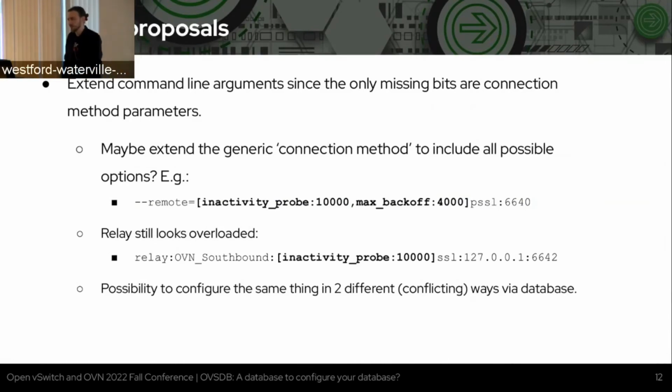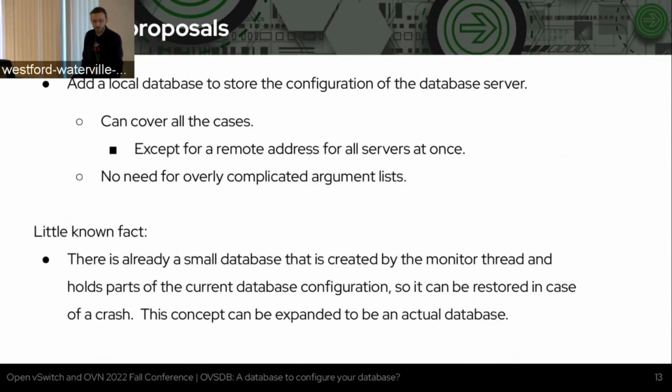And there will be a possibility to configure the same thing from different places. For example, in the database, we have dedicated fields for inactivity probes and other stuff. And if we include that into the remote, that may cause a lot of confusion. So one of the possible solutions is to have a local database on each database instance in the cluster that will contain all the configuration options for the current running instance.